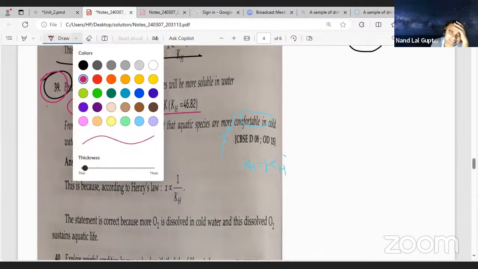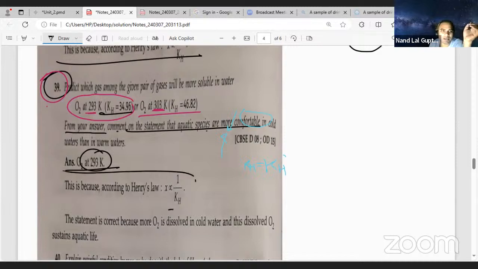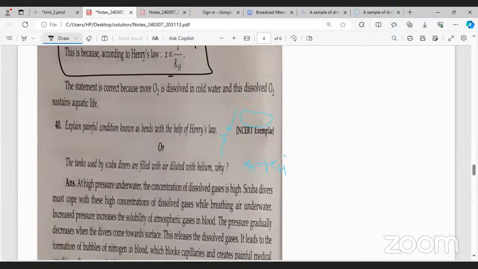Kindly concentrate, otherwise you will miss this one. For O2 at the lower temperature, the lower the temperature, the higher the solubility. In terms of the Henry constant, the lower the KH value, the higher the solubility. This way also you can answer. Is it okay? I did it by temperature.